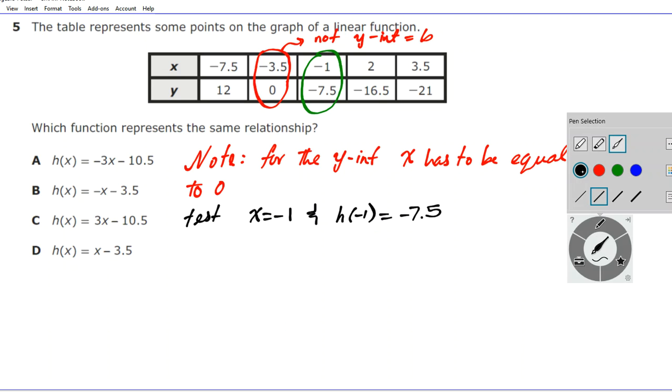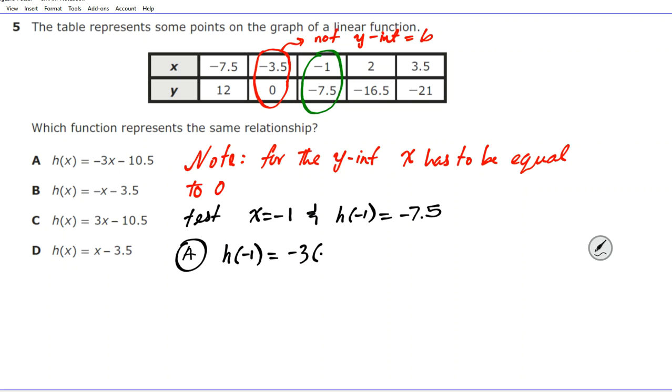Okay, let's start with option A. So for option A, we have h of x equals negative 3x minus 10.5. So what is h of negative 1 going to be? You're going to plug in negative 1 into this function. So you have negative 3 times negative 1 minus 10.5. Multiply this out. You have 3 minus 10.5. And your final answer is going to be negative 7.5. You can do that with your calculator, which is excellent. That's what we're looking for.